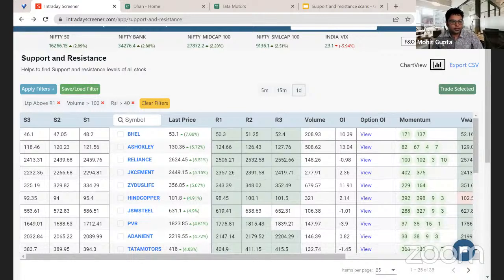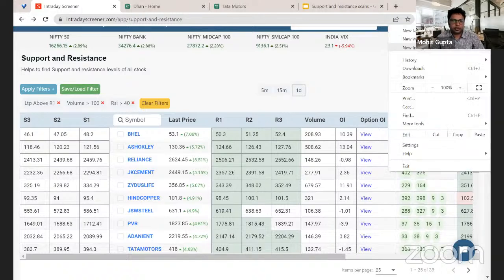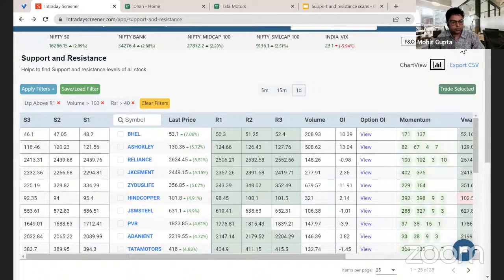Please show once again the scanner and how to find it. You can go to IntradayScreener.com and visit the app. I will show you in another window. You have to go to IntradayScreener.com/app. You can even Google Intraday Screener, and here you have to click on Dhan, and you can log in with your Dhan account.